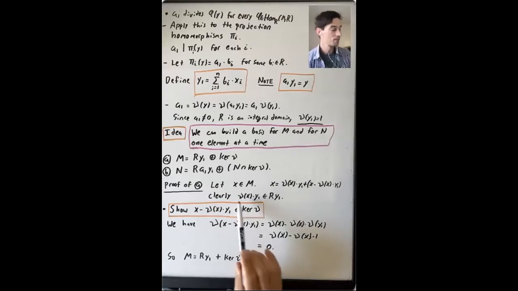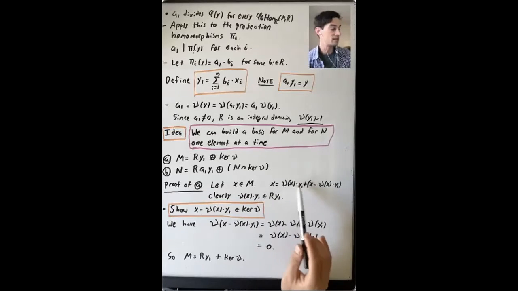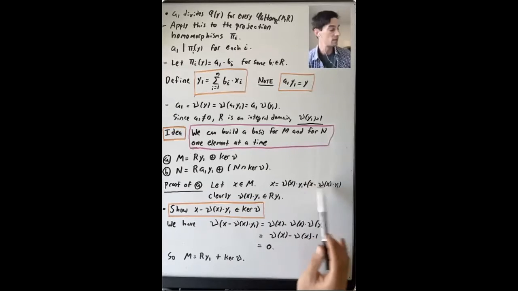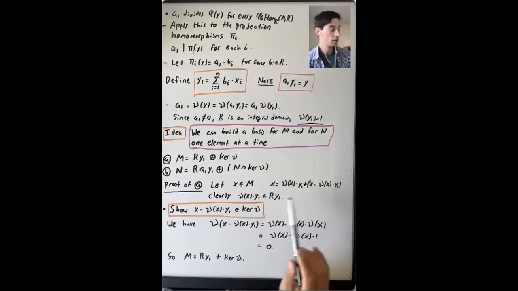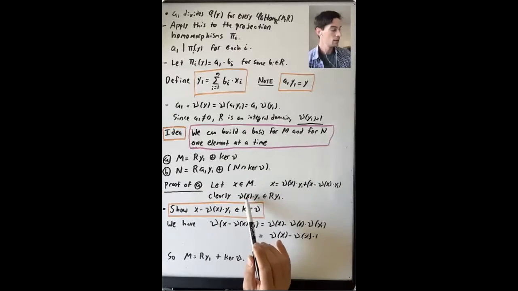So what's the idea? Clearly, nu of x times y1 is in R times y1. So we want to write x as something in Ry1, some ring element times y1, plus something that's in the kernel of nu. So nu of x isn't such a crazy ring element to choose. So this is one way to think about what's going on here. So this is definitely true.